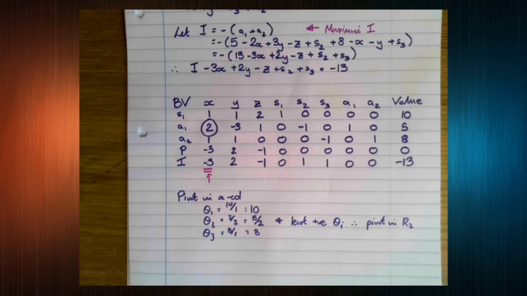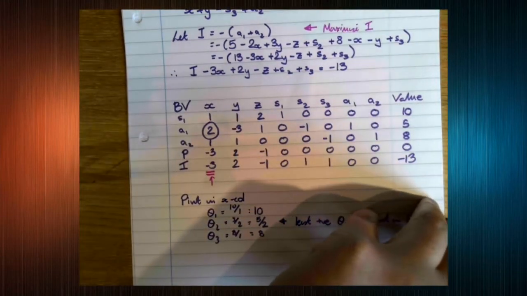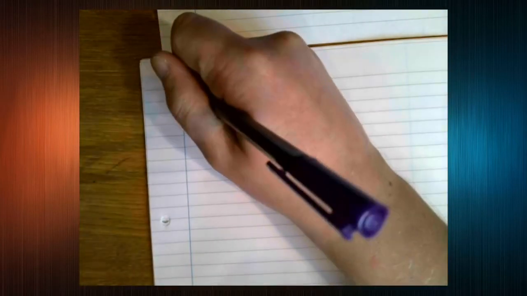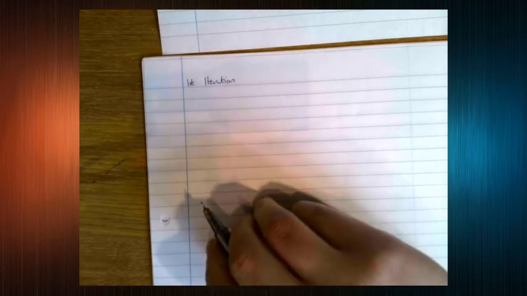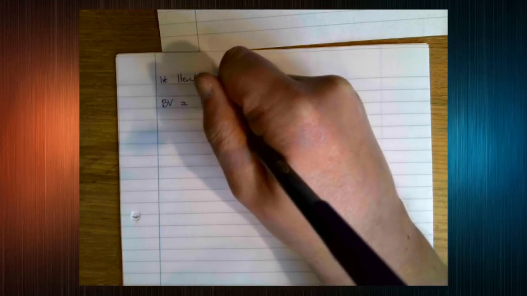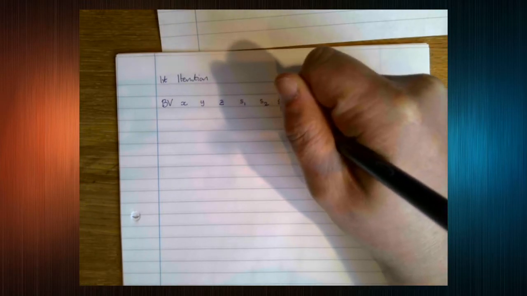Okay. Now we've done all the work we need to progress with the simplex algorithm. I'm just going to change pen so I can actually fit it all on one page. So we have our first iteration. This is not quite as clear, but it means I can actually fit it all on one thing. So we have our basic variable. We have our variables x, y, z, s1, s2, s3, a1, a2, value, and row op. Okay. So those students who like to complain that simplex is really long, well, this is even longer.